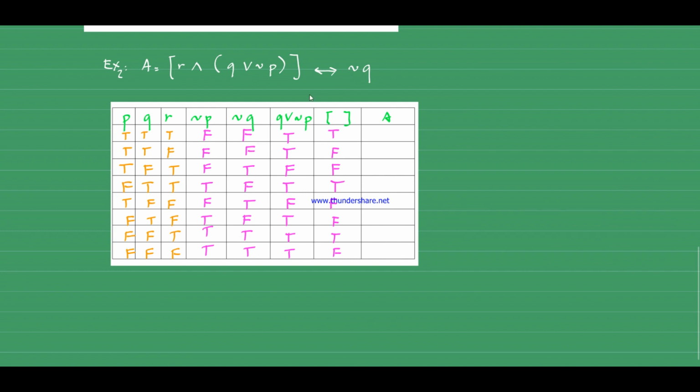So again, let's treat this as equivalent even though it's not. So negate of Q is false. False equivalent to true will be false. False equivalent to false will be true. False equivalent to true will be false. True equivalent to false will be false. True equivalent to false will be false. False equivalent to false will be true. True equivalent to true will be true. True equivalent to false will be false. So the final answer is this column, right?